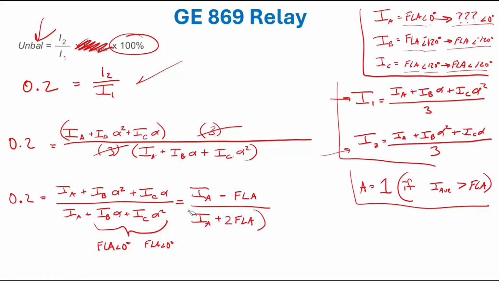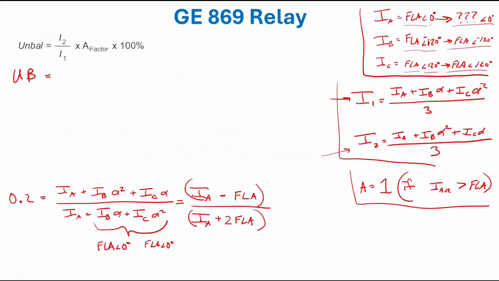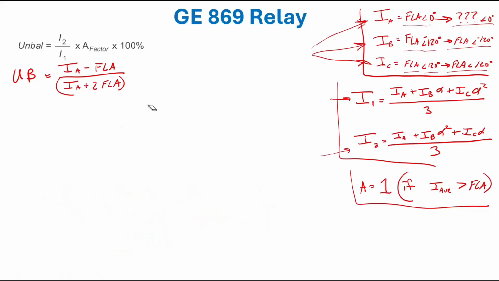So now we've got this on the bottom and this on the top. So let's rewrite that up top. I'm going to clear some room. I'm going to write this as an unbalance here instead of the 0.2, which is the default setting. If you have a different setting, just plug it in. Just remember it is times 100, which equals 0.2 instead of 20 like you see inside the relay. So this will be UB, and the first thing we'll do is we'll multiply both sides by the bottom down here so we don't have a fraction anymore. So this will be UB times IA plus 2FLA equals IA minus FLA.